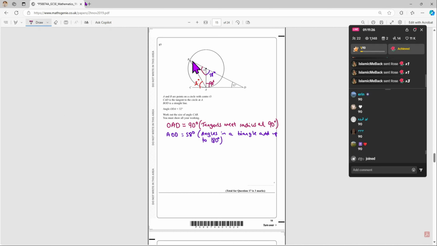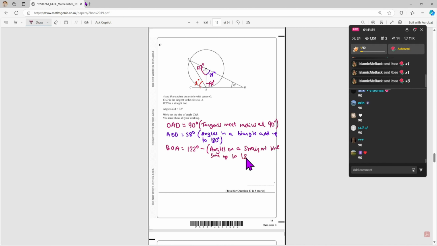So we know that angle BOA is going to be equal to 122 degrees. 122 degrees because angles on a straight line sum up to 180 degrees.